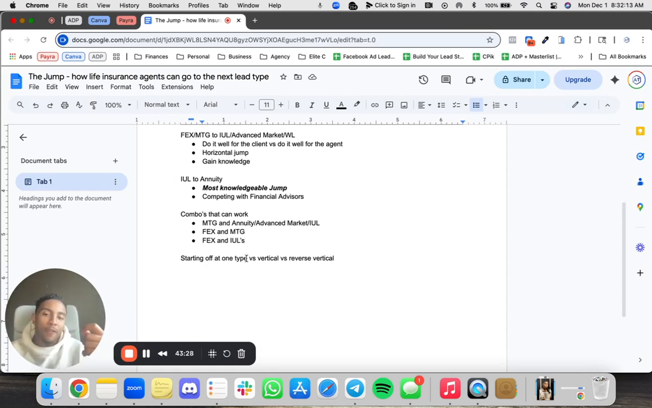Biggest takeaway from today is really just understanding that every lead type has its nuances. You should not be trying to switch from a lead type for the sake of running away from chargebacks. You should also not be trying to switch from a lead type if the only reason you want to switch is because you just want to make more money. It should be leverage. Your thought process is, how can I gain my time back? That's number one.